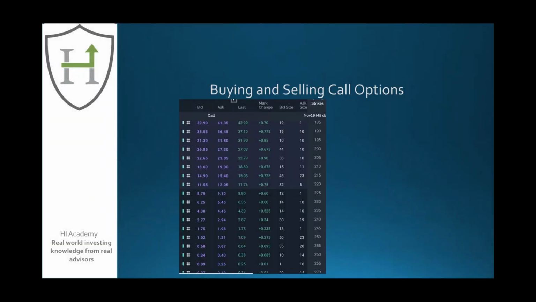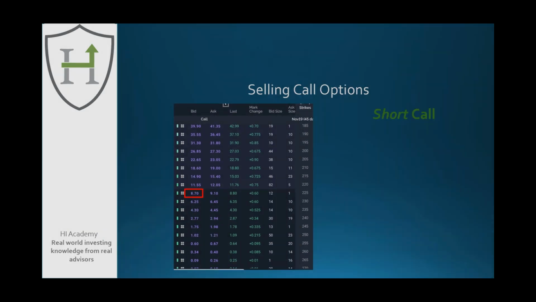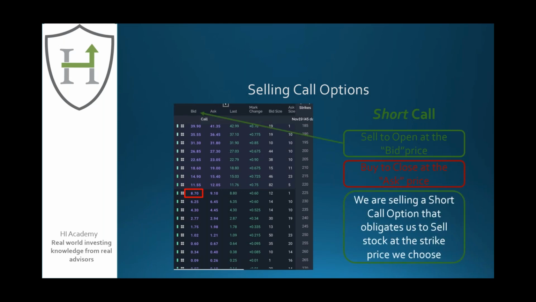When buying and selling call options in general, you always buy at the ask and you sell at the bid, which means if I was to create this position, I'm going to sell to open at the bid price. So I'd go over to my bid column. I'd sell at $8.70. If I wanted to close it a week from now, I'd have to go to the ask column and buy it back at that price. You'll notice that's at $9.10.